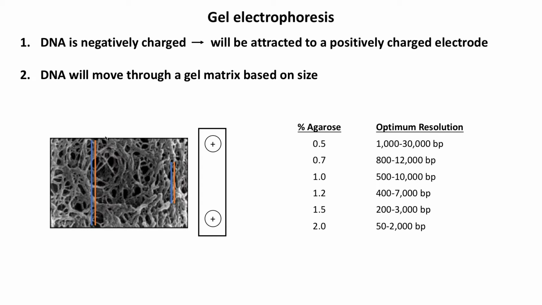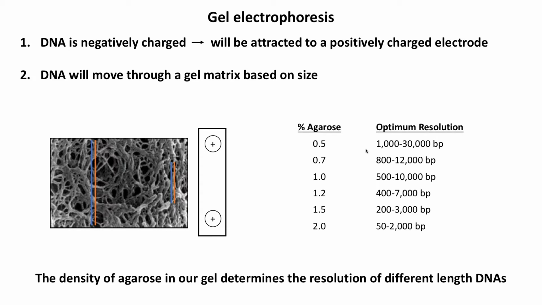Additionally, we can control the density of agarose in our gel. Typically, we might use a 1% agarose gel, which would give us a broad resolution range. However, if we had several small pieces of DNA we wanted to discriminate, we could increase the density of agarose in our gel. This would decrease the size of the pores and thus separate small-sized DNA from each other. Conversely, we can also reduce the density of agarose, which would allow us to tell the difference between larger pieces of DNA. Thus, the density of agarose in our gel determines the resolution of different sizes of DNA.